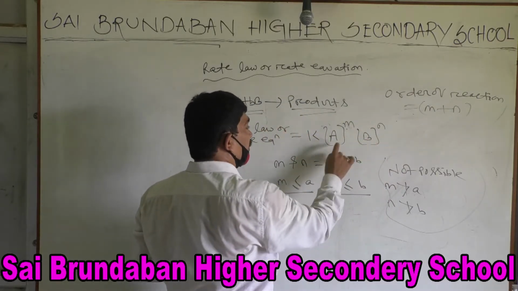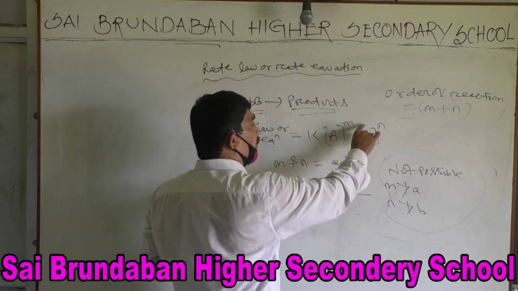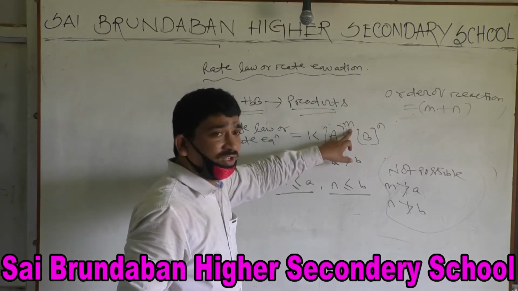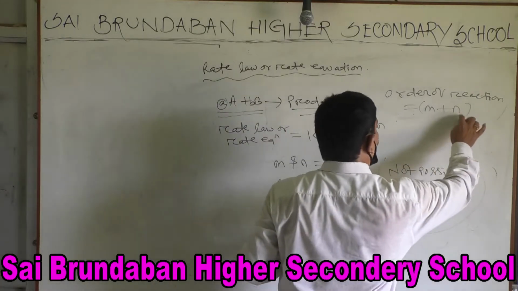In the rate law or rate equation, for the concentration terms, add the powers of the concentrations, m and n. So the order of reaction is m plus n.